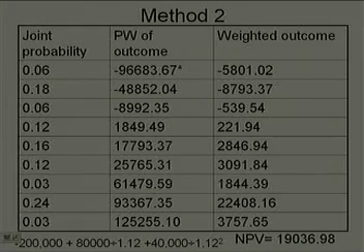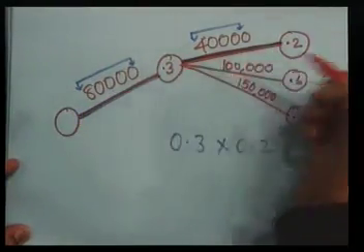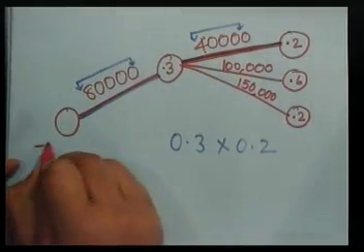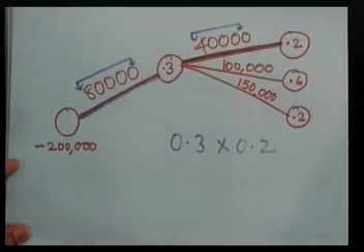Now what I am going to do is, forgetting about the probability, I am just going to take each path individually and calculate the net present value. For example, I am interested in calculating the net present value for this path, path 1. Here I have minus 200,000. That is the investment I have to make, and that is why I am putting it as minus 200,000.